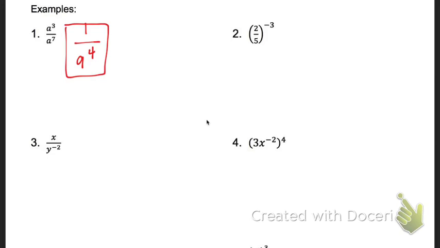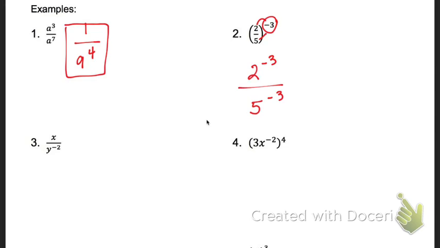Did that confuse you? If it confused you, then just tune me out. Okay, number 2.